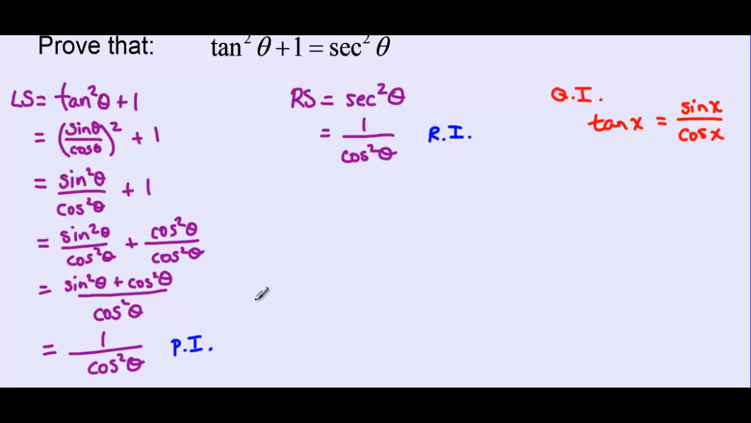And I just noticed that up here we forgot to say that we used the quotient identity when we converted that tan into sine over cos. And there we have it. The left side, 1 over cos squared theta. The right side, 1 over cos squared theta. Therefore, we've proved that the left side equals the right side, and our identity has been proven.